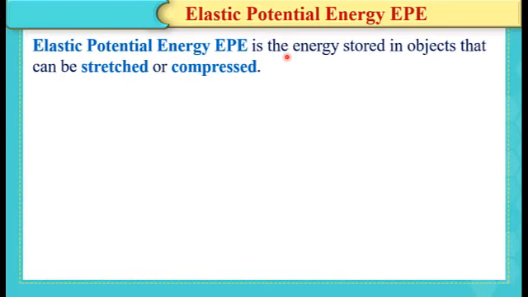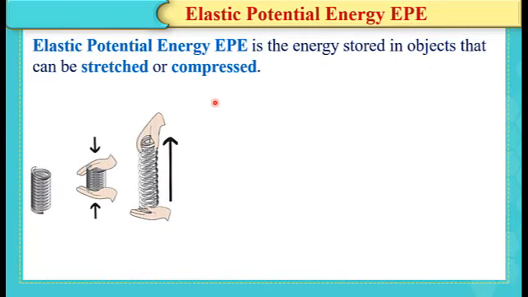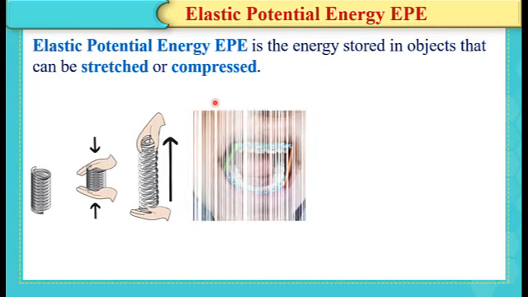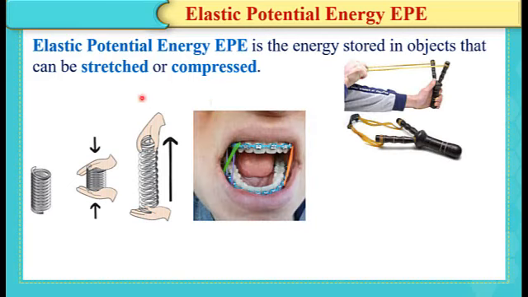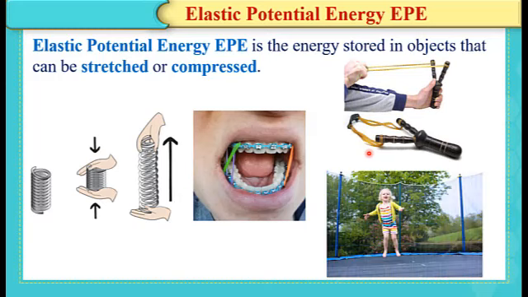Elastic potential energy is the energy stored in objects that can be stretched or compressed. For example, we have the spring, rubber bands in braces, slingshot, and trampoline. The more an object can be stretched or compressed, the more elastic potential energy it has.